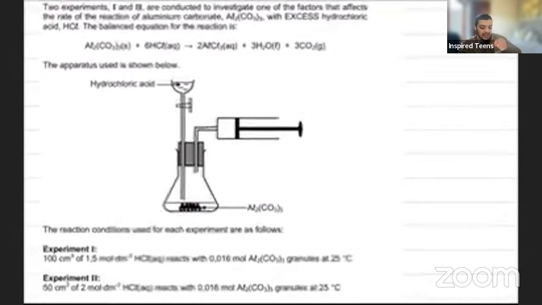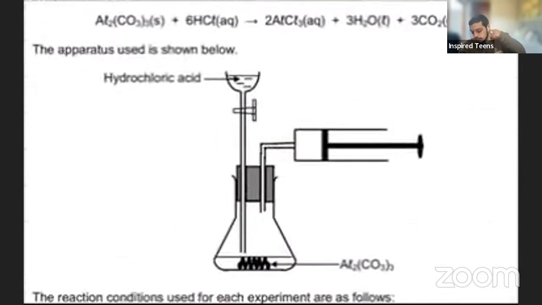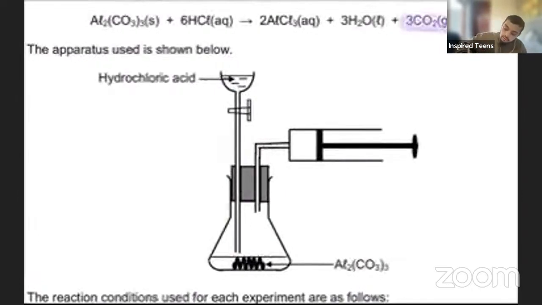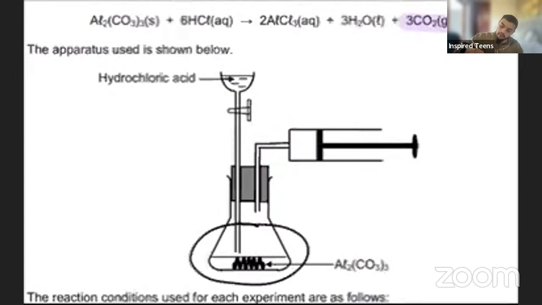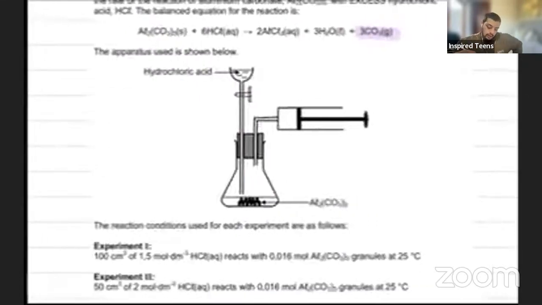Okay, so hydrochloric acid, this is a common apparatus where you have the syringe, which collects the gas that forms, which is CO2. The gas that forms is expelled into this tube and fills up this syringe. So yes, reaction takes place here. The gas that's formed goes up into the syringe, and we can measure it because it pushes the syringe back. Okay, the reaction conditions used for each experiment are shown as follows.